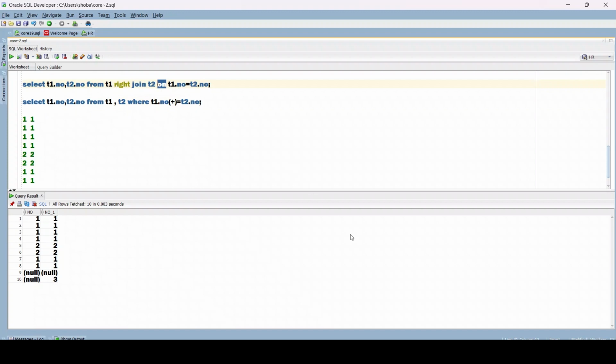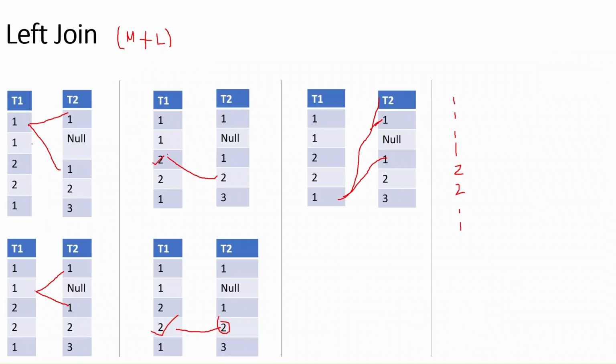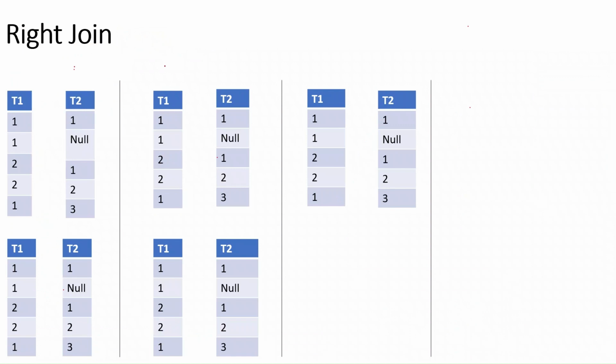Now we'll see the explain part. We know what a right join means. Right join means it will first take the matching records from both the tables, plus all the remaining records from the right side table. Now what is our left side table? This is my left side table and this is my right side table.